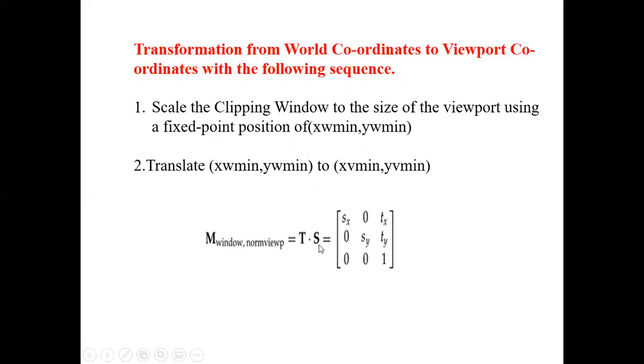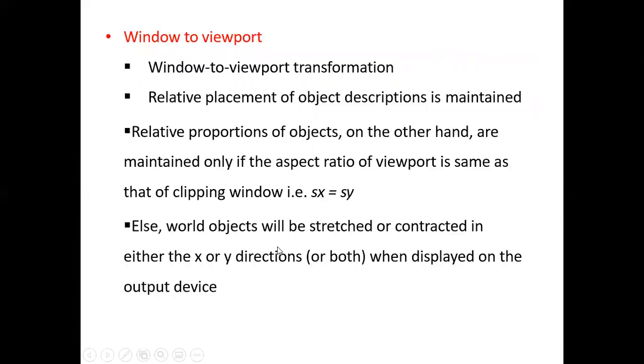We write it as: first we do scaling, then we do translation. Always we write from right to left, so first scaling is applied, then translation is applied. Our final matrix will be sx 0 tx, 0 sy ty, and 0 0 1. This is the final composite transformation matrix for converting the coordinates from window to viewport.